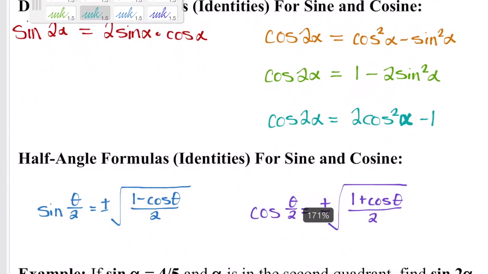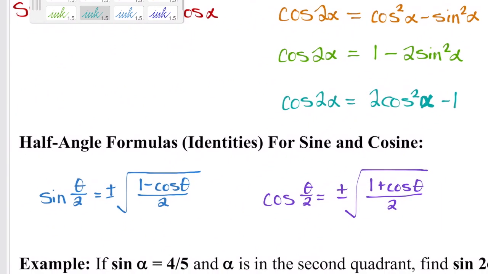When it comes to the half angle identities, cosine is very important for these because no matter which one you're looking at, sine or cosine, you're going to be using cosine for that half angle formula.